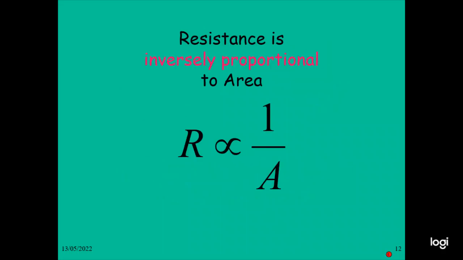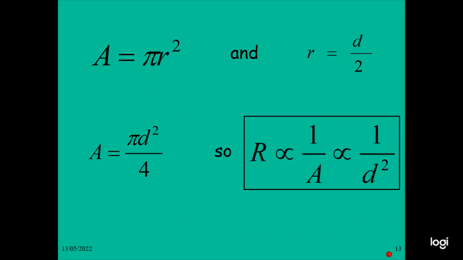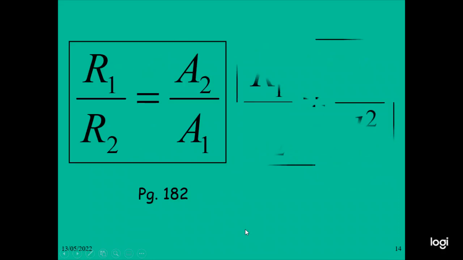So resistance is directly proportional to this area. When the area is higher, resistance will be lower. Area lower, resistance will be higher. In this case, A equals pi R squared, and R equals D by 2, so A equals pi D squared by 4. So R is directly proportional to 1 by A, or 1 by D squared.